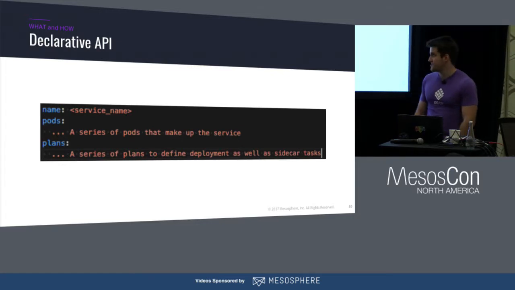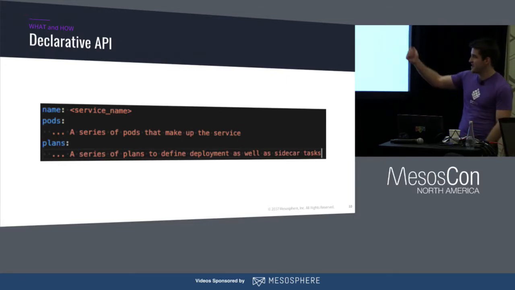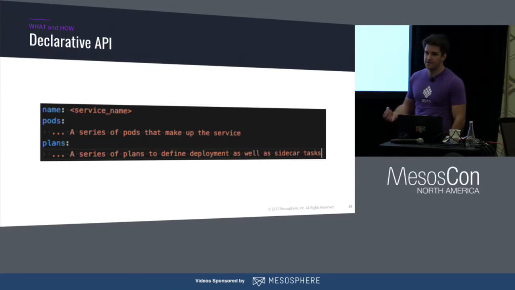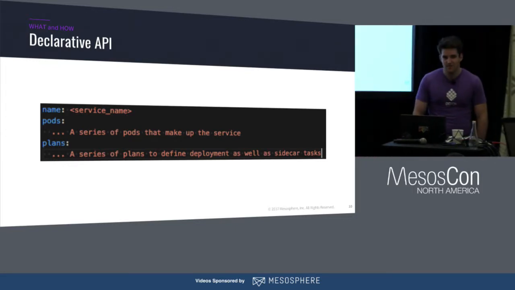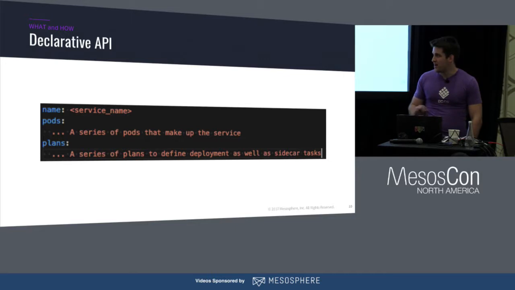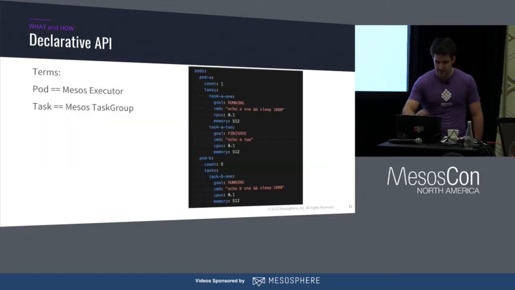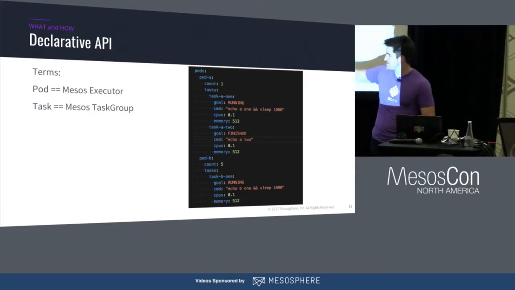So what does the declarative API look like? You have a service name, neat. You then have pods and plans, right? Pods are what are you going to run? Plans are how are you going to run it, when are you going to run it, what should it do? Right? So pods, here's some fake pods that I made up.